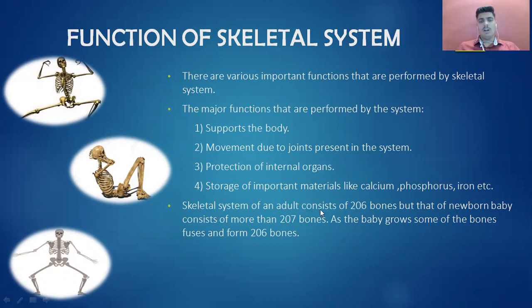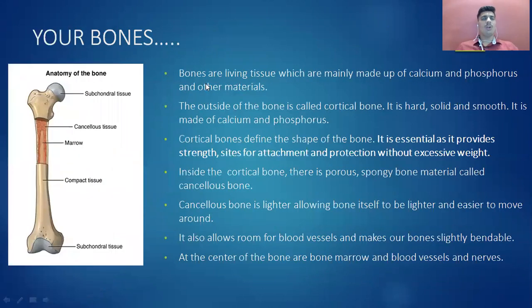The skeletal system of an adult consists of 206 bones, but that of a newborn baby consists of more than 207 bones. As the baby grows, some of the bones fuse and form 206 bones. Now, your bones. This is how the structure of a bone is. Bones are living tissue which are mainly made up of calcium and phosphorus and some other materials as well.